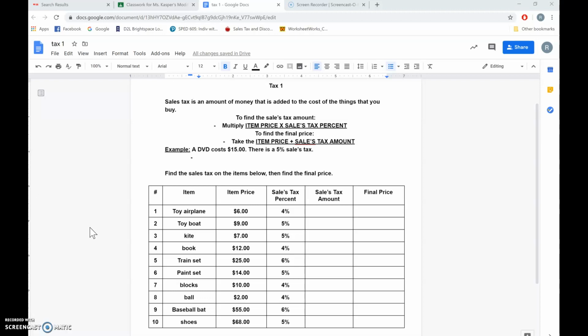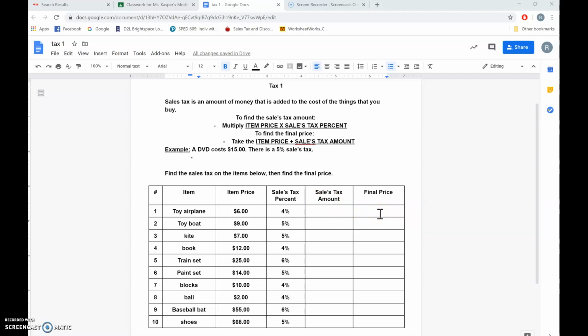So what sales tax is, it's an amount of money that is added to the cost of the things that you buy. So when we did discount, we were subtracting that amount of money. Now with tax, we're going to be adding the amount of money. So to find the sales tax amount, you're going to want to multiply the item price times the sales tax percent. And what that's going to do is give you that sales tax amount. Then to find the final price, you're going to want to take that item price again and then add the sales tax amount, and that'll give you the final price.